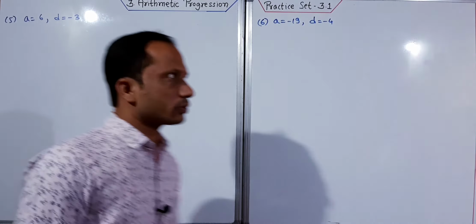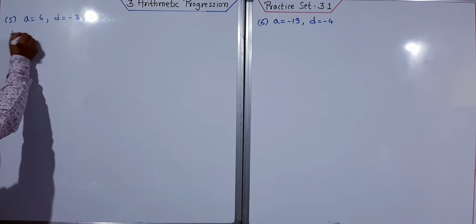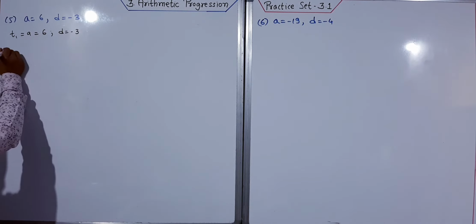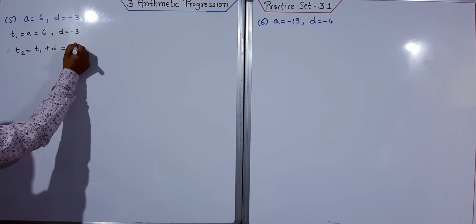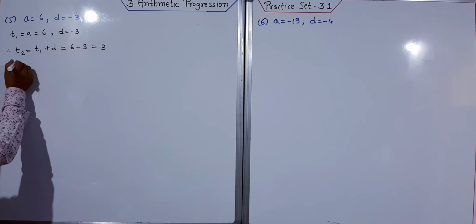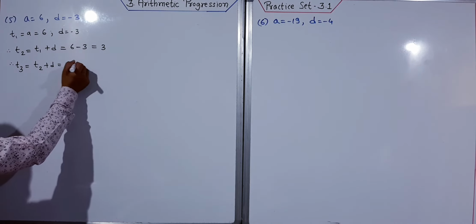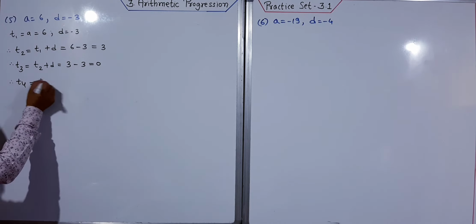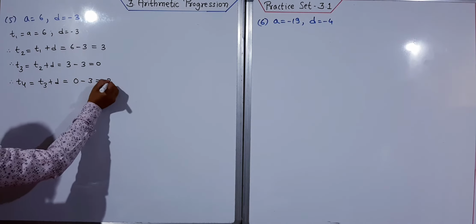Okay, so we'll solve the question number 5 and 6. So let's start. Now see, in the fifth, t1 is equal to A is equal to 6 and d is equal to minus 3 is given. Therefore t2, I can write t1 plus d, so it is 6 minus 3, I will get 3 only. Therefore t3 is t2 plus d, t2 is 3 and now minus 3, so it is 0. Therefore t4 is t3 plus d, it is 0 minus 3, so it is minus 3.